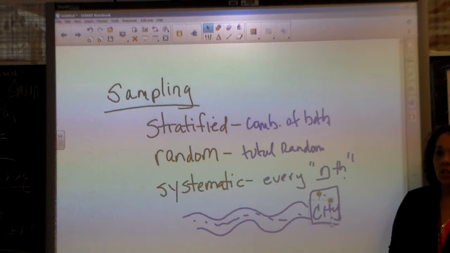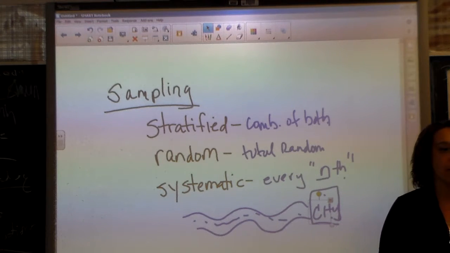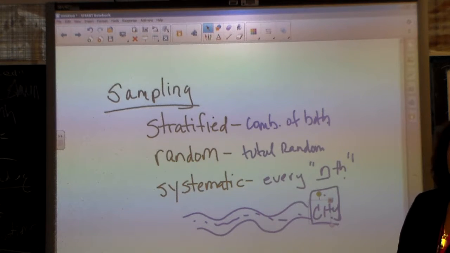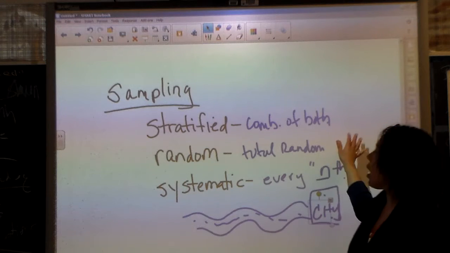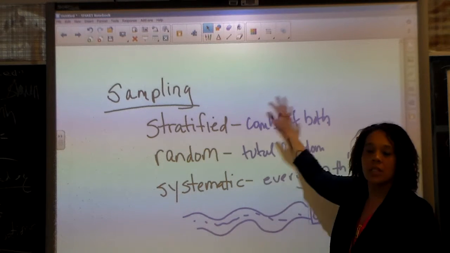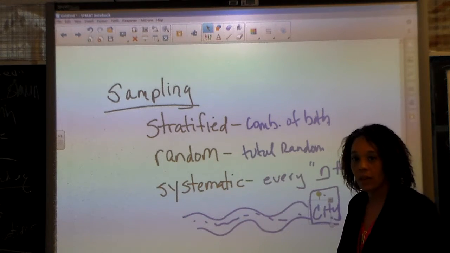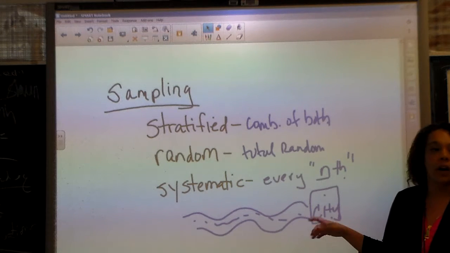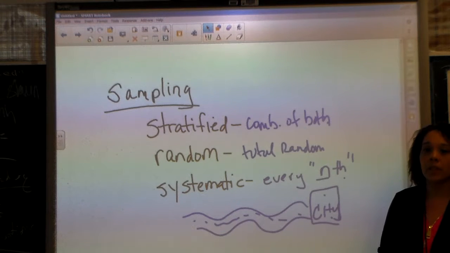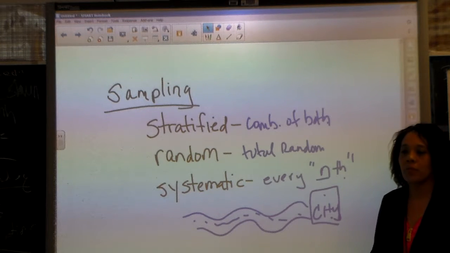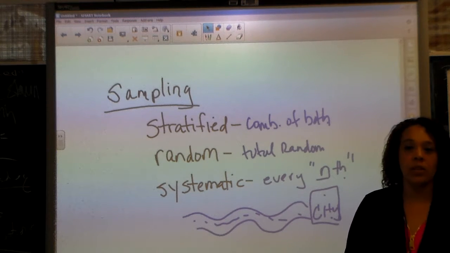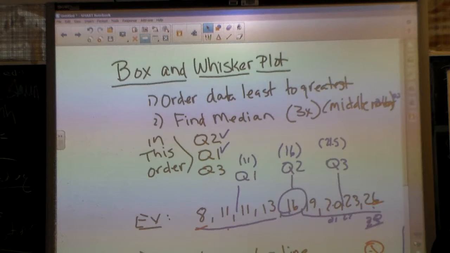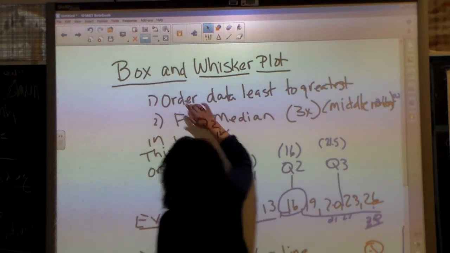You understand? So when you're answering a question about bias, you want to make sure that the sampling, let's say, is unbiased, that it covers the entire population that you're looking for. If it only covered the bus, it would not cover all the other people who get to work a different way. And you should be able to recognize those choices on your answer sheet. Okay? So moving on, I want to talk about our next thing, which is called a box and whisker plot.